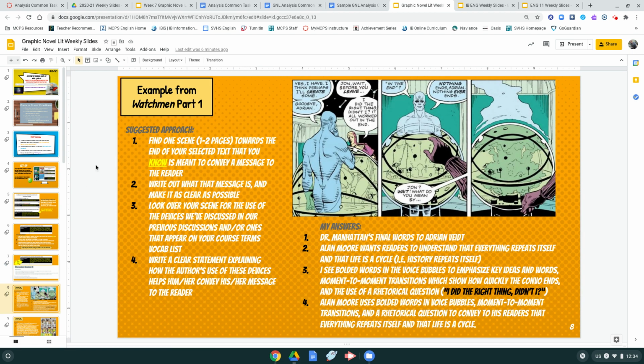So let's take a look at an example, right? Again, here's my suggested approach, right? First, find that scene, 1 to 2 pages. Second, write out what the message is. Third, fourth, etc. And then my answers are over here on the right, right?